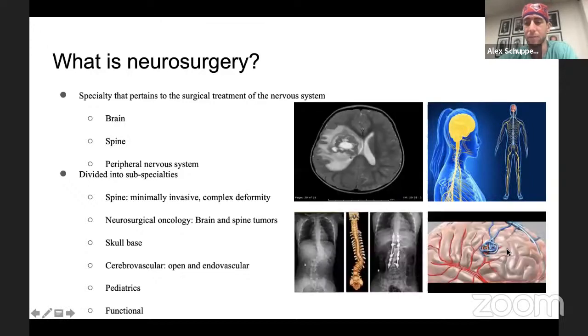These are just some interesting cases. This is a big malignant brain tumor here. These cartoons show that the nervous system really is your entire body when you think about it, when you include the peripheral nervous system, the spine, and the brain. This is a cartoon of an arteriovenous malformation. And then this here on the bottom left is a scoliosis correction.